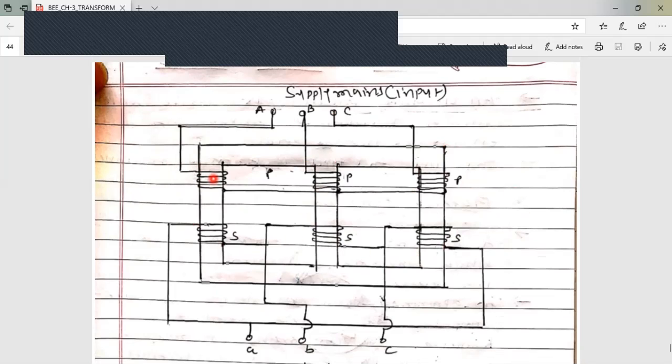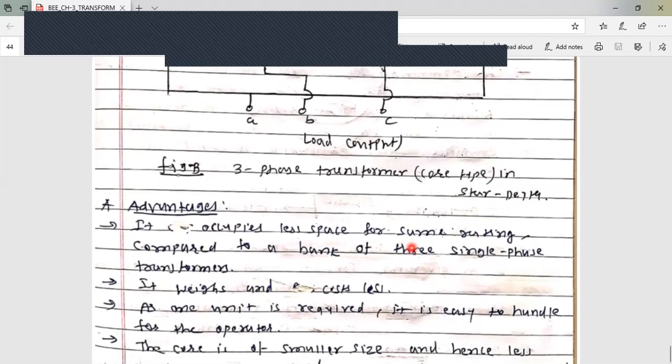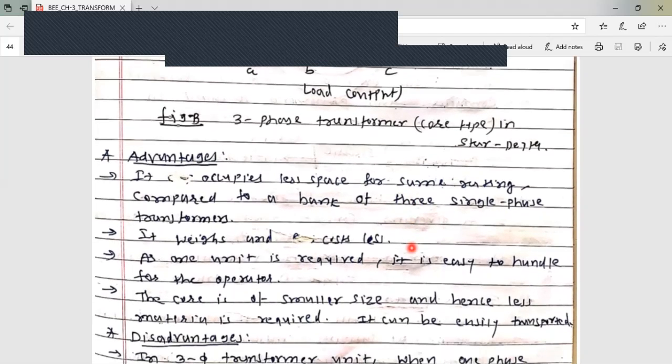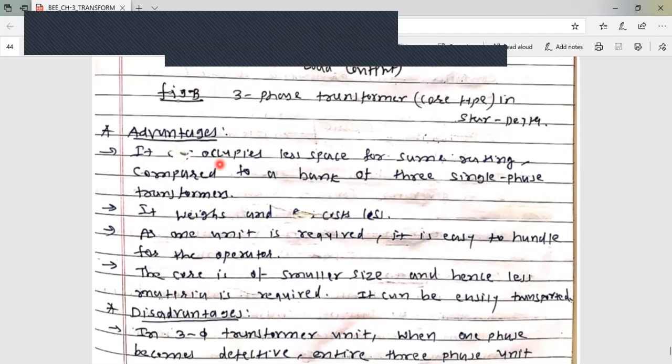So it is a single unit of three phase transformer. Here primary windings are connected in star pattern and secondary windings are connected in delta pattern. In this single unit of three phase transformer, we can say that the core is shared by the units. So it requires less space compared to the above unit. So we can see the advantage of this single unit of three phase transformer. It requires less space for the same rating compared to the bank of three single phase transformers, as we have discussed in the above topic.